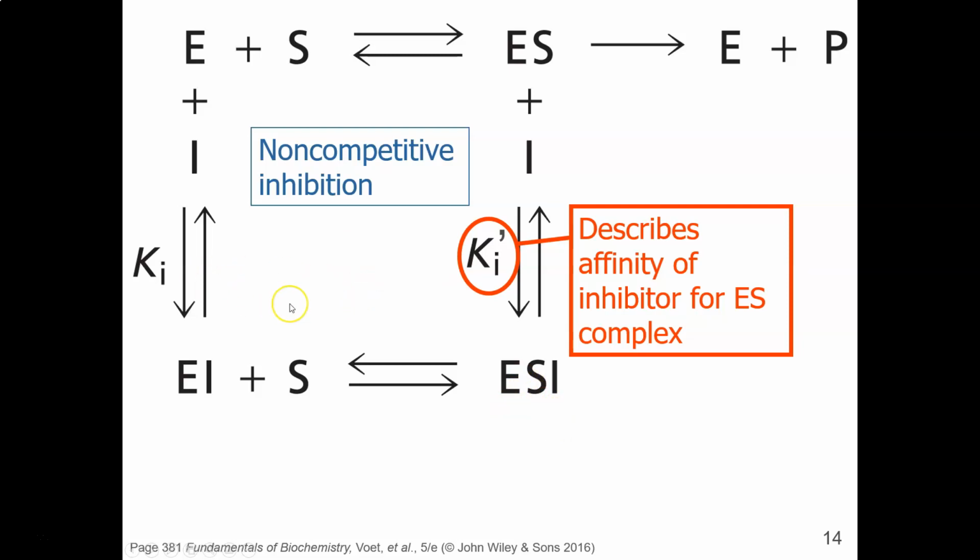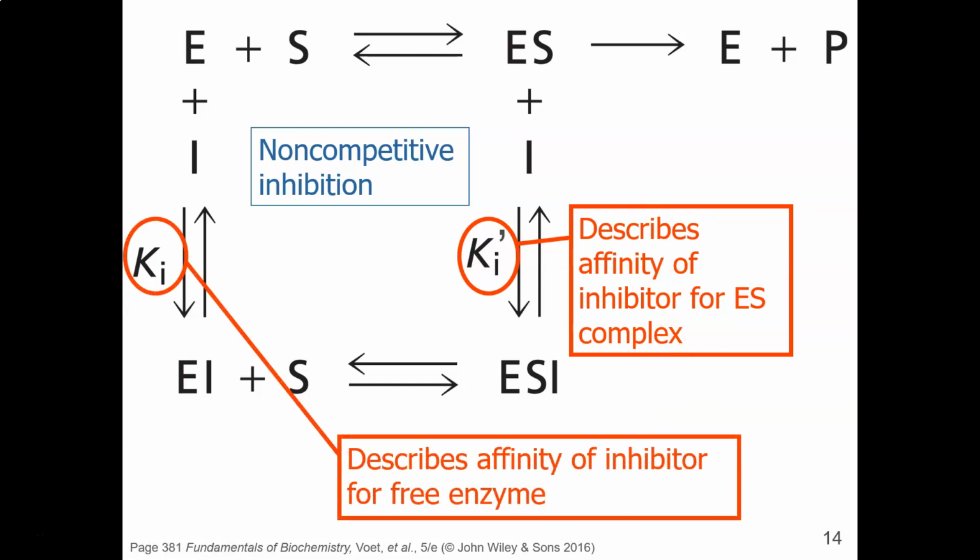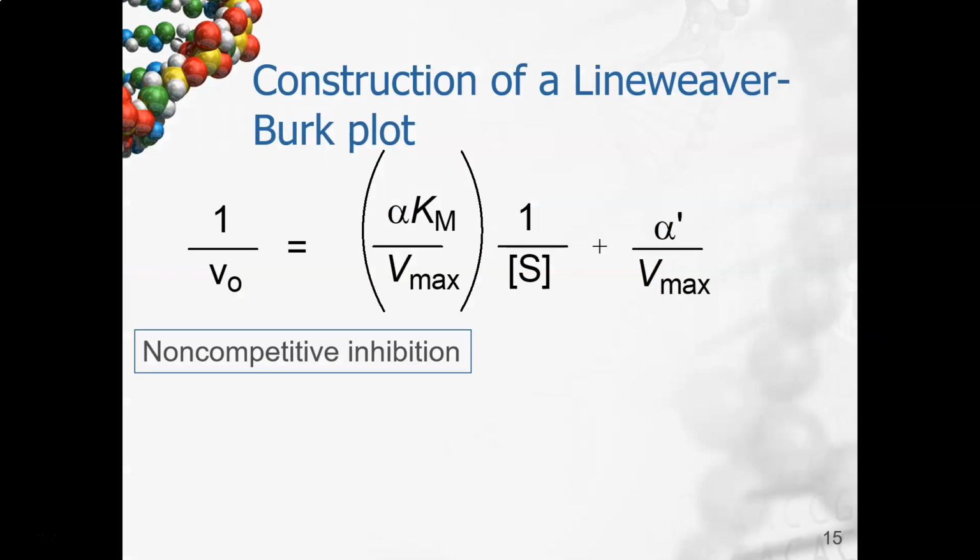But what this means is now we are going to need two different Ks. We need the Ki primed that describes the affinity of the inhibitor for the enzyme substrate complex, and we need Ki, which describes the affinity of the inhibitor for free enzyme. So for this type of inhibition, we need a Ki that describes the affinity of the inhibitor for just the free enzyme, and a Ki prime that describes the affinity of the inhibitor for the enzyme substrate complex.